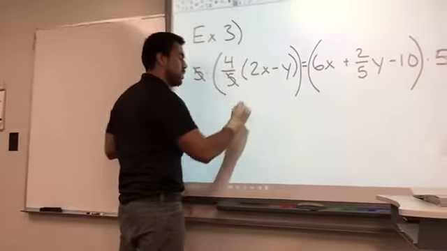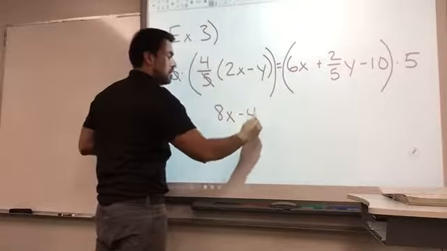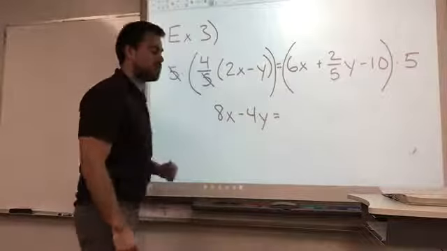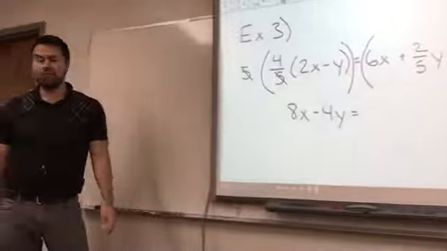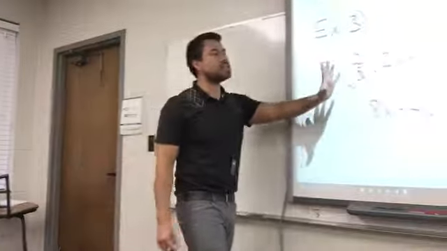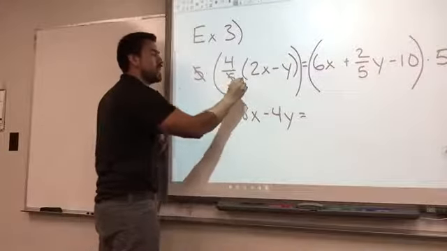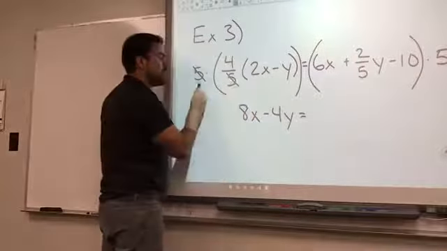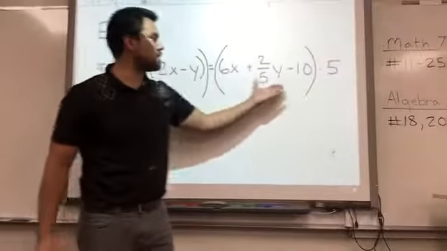All right, what's 4 times 2x? 8x. 4 times negative y? Negative 4y. So that's what I get on that left side. Is that better? A lot better than that fractional part. Okay, on this side, it's a little bit different. Isn't 5 being multiplied by everything here? Okay, 5 was being multiplied by 4/5 and by 2x minus y. How many factors did I have here? 3. 1, 2, 3. All right, 5 is being multiplied by this whole quantity.